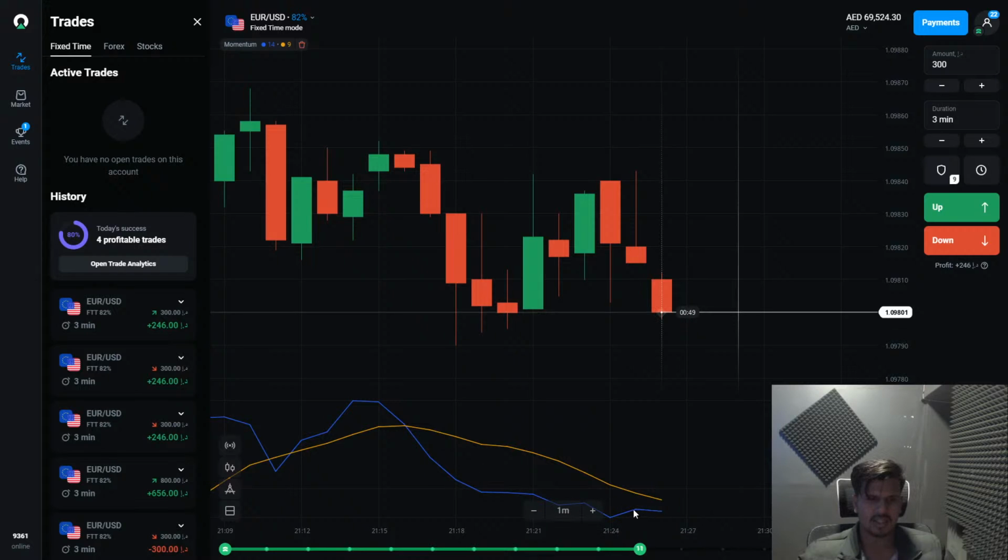The blue line is still parallel to the 100 line, but it's moving up and down, and they did not intersect with each other. That's why it's still following the direction of the blue one.